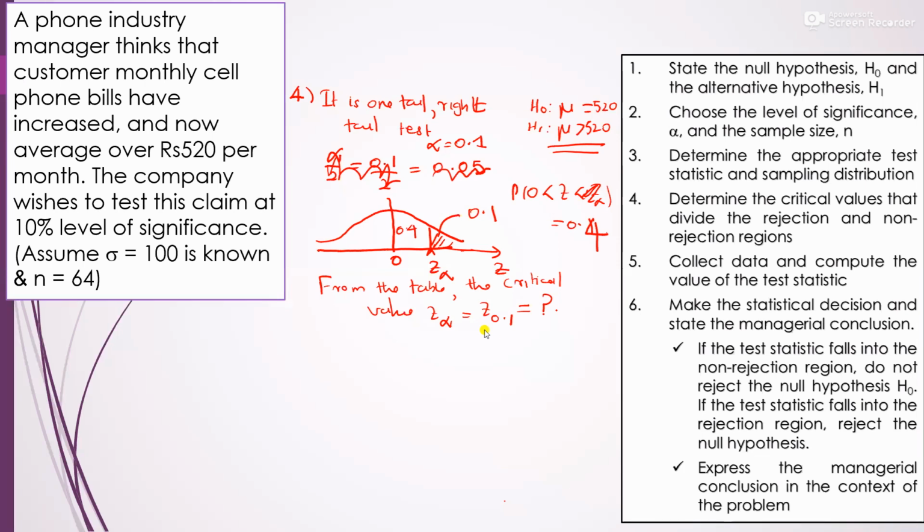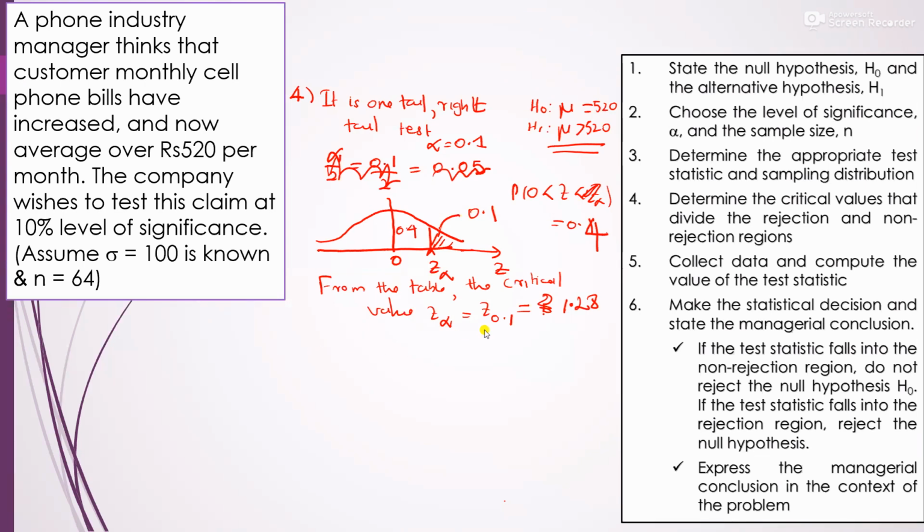0.4 means nearly, there is a 0.3997 and 0.45. Then I think from this, it is equal to 1.28. So this is the critical value, right?